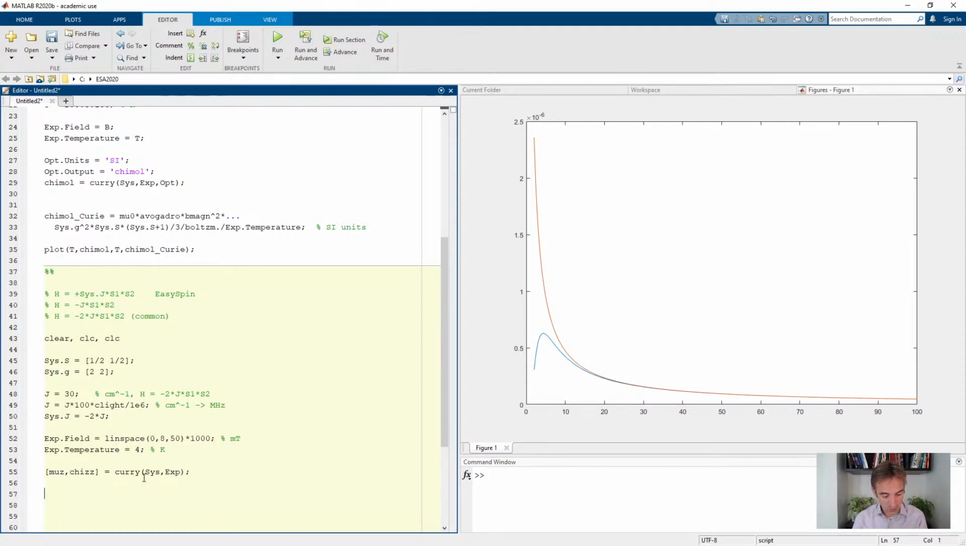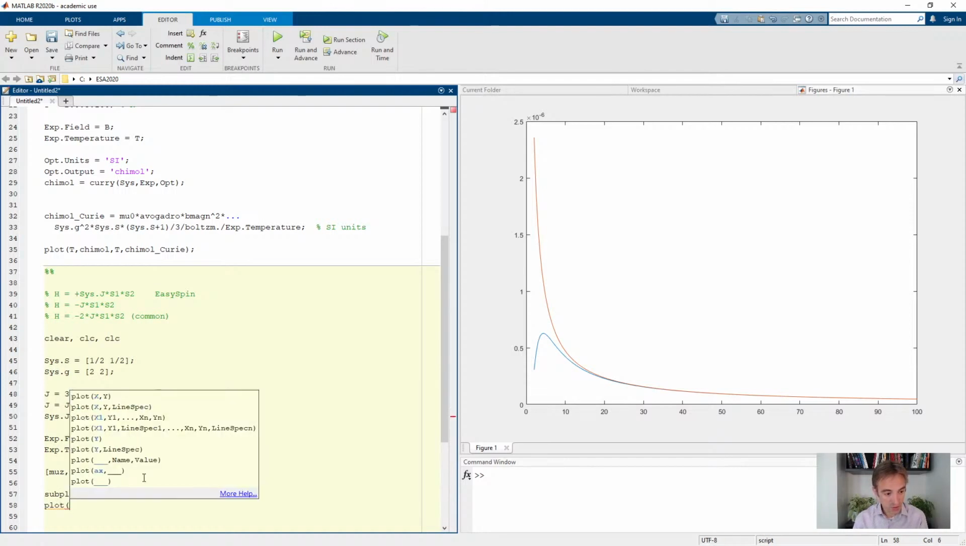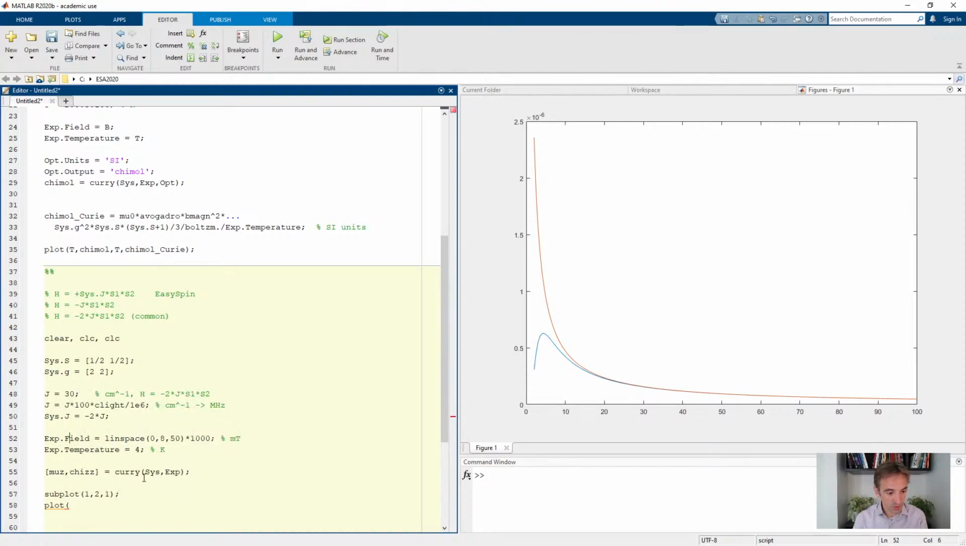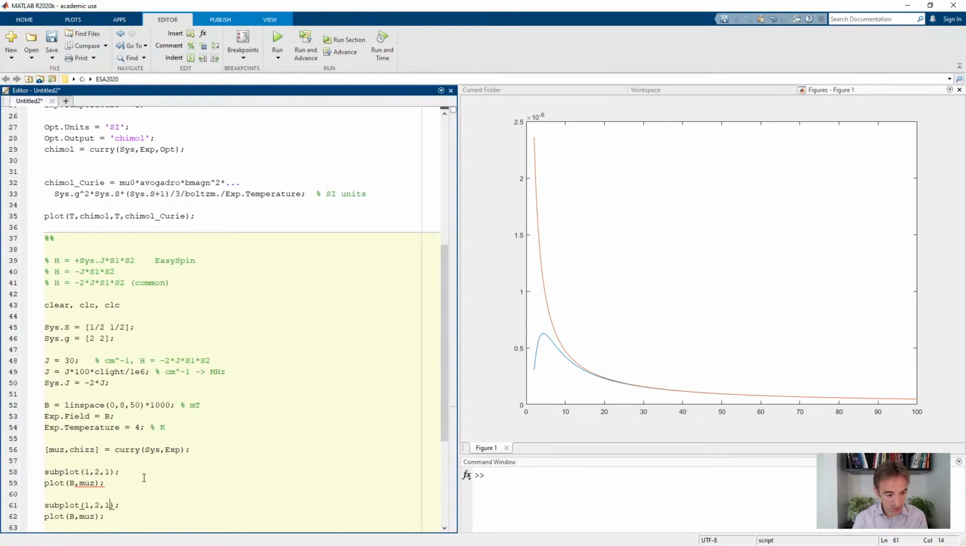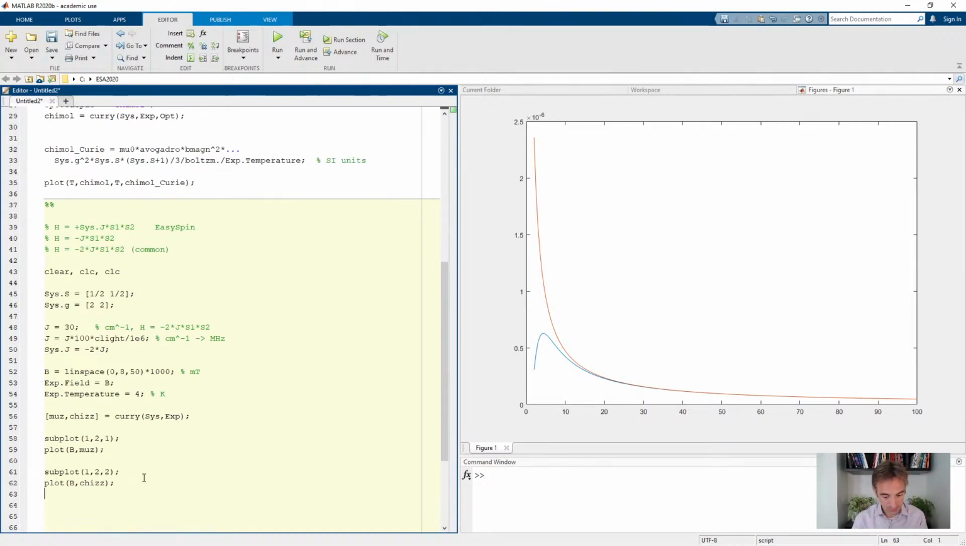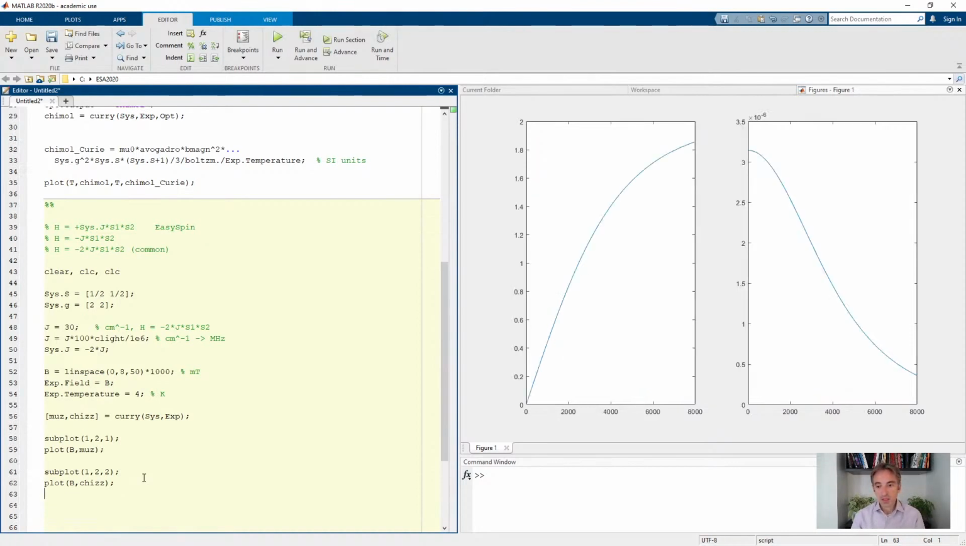Now, in order to plot the results, let's make a subplot 1, 2, 1 and plot the B field. Where is our B field? Exp.field. What we should probably do, we should do it this way. Call this B and assign exp field to B. So we can just use B here for the plotting. B mu Z. And we're going to do another subplot, and we're going to plot chi ZZ. Let's see whether that works.